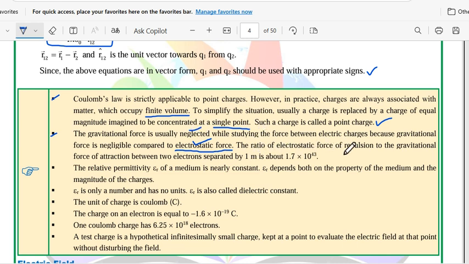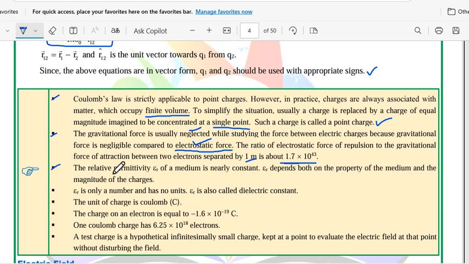And the ratio of electrostatic force of repulsion to the gravitational force of attraction between two electrons separated by 1 meter is equal to 1.7 into 10 to the power of 43. Okay, its value will be 1.7 into 10 to the power of 43.